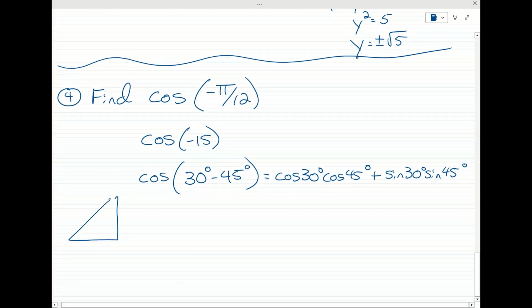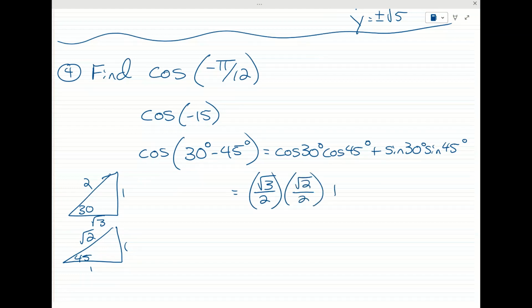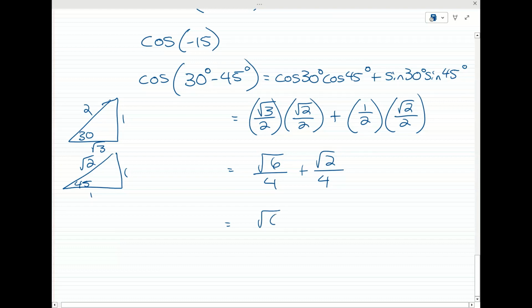Well, we have 30 degrees and 45, so those are just our special triangles. 1, 1, and root 2. 30 is 1, 2, and root 3. So plugging these in here, cosine of 30 is root 3 over 2. Cosine of 45 is root 2 over 2. Plus sine of 30 is 1/2. Sine of 45 is root 2 over 2. And we get root 6 over 4 plus root 2 over 4. You could leave it like that if you want. Or you could write root 6 plus root 2 all over 4.